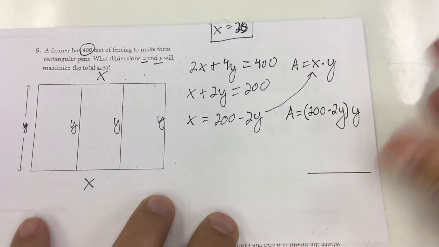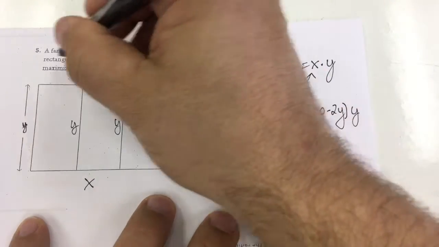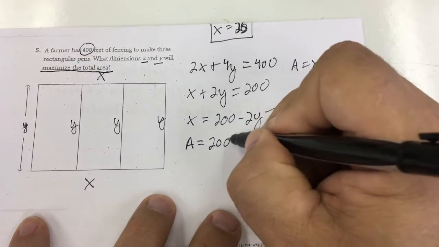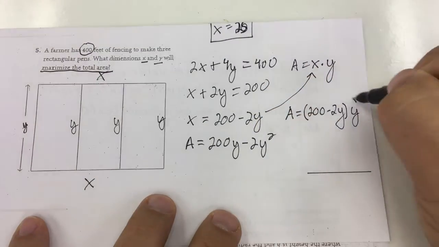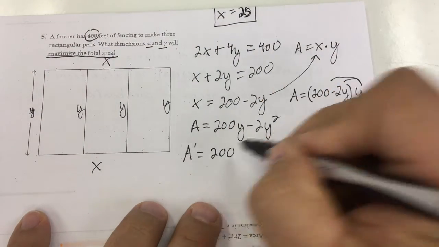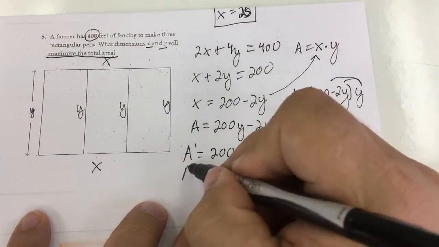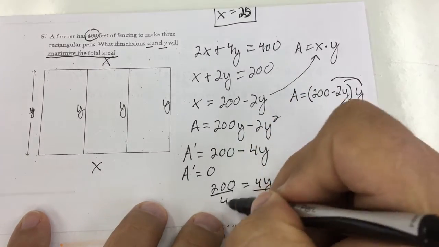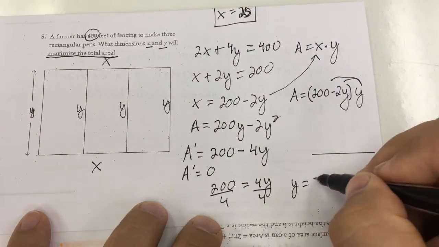I'm going to distribute that and then take the derivative. So my area formula, and the deal is, it asks you to maximize the area. So that's a clue that you want to take the derivative of the area. Area equals 200y minus 2y squared, because I distributed the y. Now I'm going to pop the derivative. So the derivative of the area is equal to 200 minus 4y. Set the derivative equal to 0 to get 200 equals 4y. Divide both sides by 4. So this lets me know that y is going to equal 50.